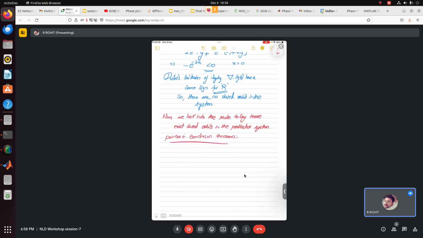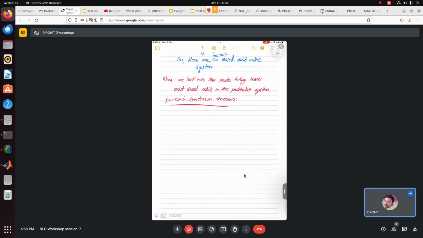So we will discuss what the Poincare-Bendixson theorem means. For that, different conditions were mentioned. So suppose that, the first condition is R is any region, a closed bounded subset of a plane.